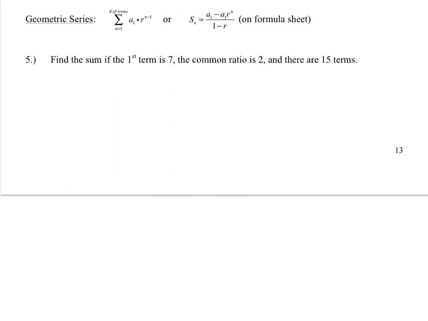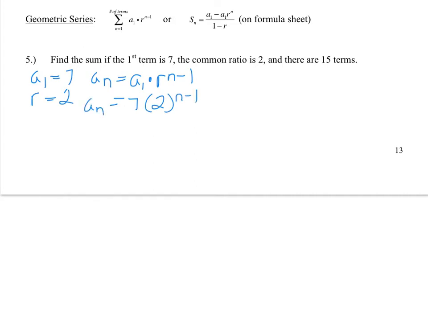Find the sum if the first term is 7 and the common ratio is 2. All right, so I'm going to do it two ways. First, I'm going to do it using summation, and then I'm going to do it using the formula on the formula sheet. In order to do this, I need an a sub 1, which I know is 7. I need a common ratio, which I know is 2. So we have to write the formula first. The formula is a sub n equals a sub 1 times r to the n minus 1. So that would be 7 times 2 to the n minus 1. So that's my actual formula.